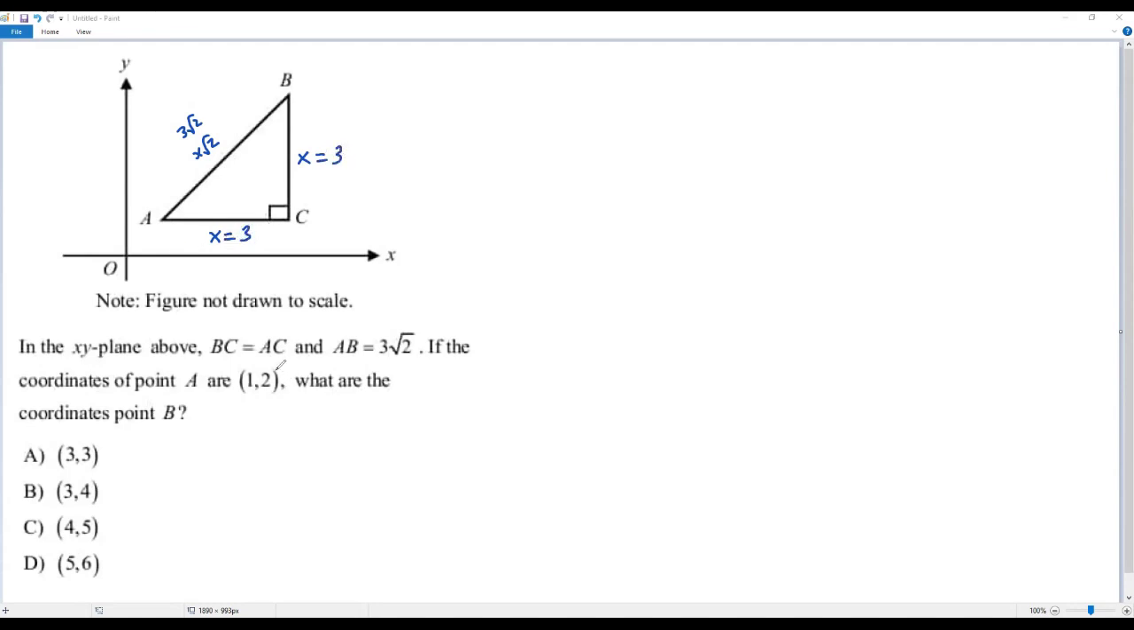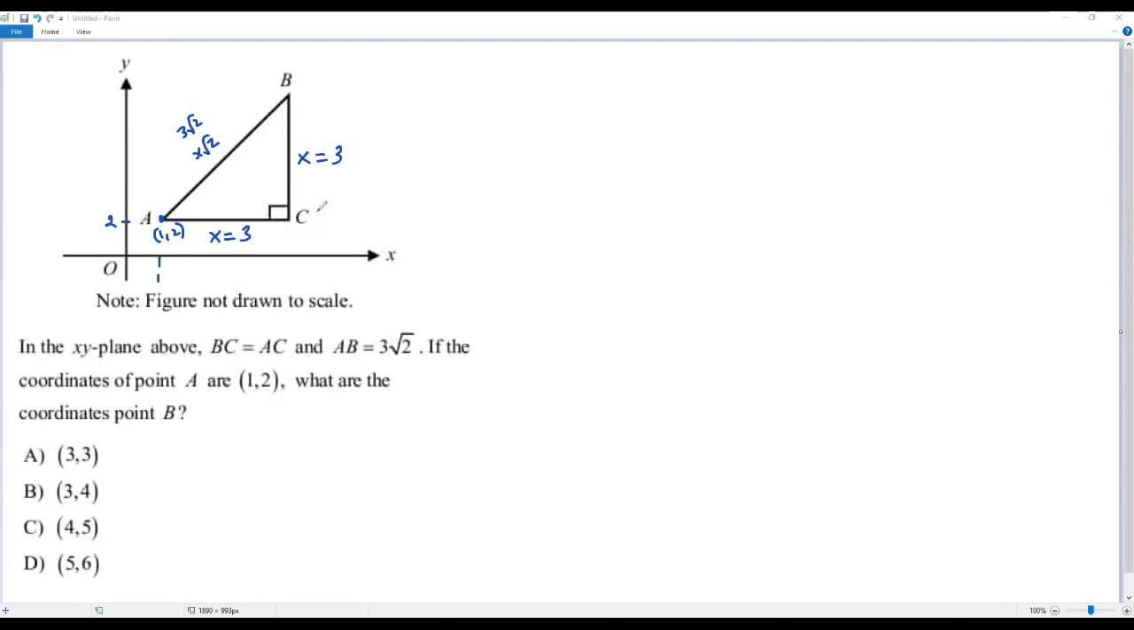Here, let's consider this particular information. The coordinates of point A are (1, 2). Let me mark it over here, (1, 2). To get the value on the x-axis corresponding to this point A, we have to consider the x-coordinate, that is 1. To get the value on the y-axis corresponding to this point A, we have to consider the y-coordinate, that is 2.